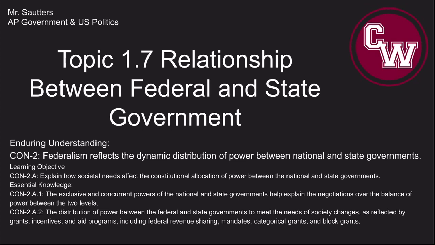The exclusive and concurrent powers of the national and state governments help explain the negotiations over the balance of power between the two levels. The distribution of power between the federal and state governments to meet the needs of society changes, as reflected by grants, incentives, and aid programs, including federal revenue sharing, mandates, categorical grants, and block grants.